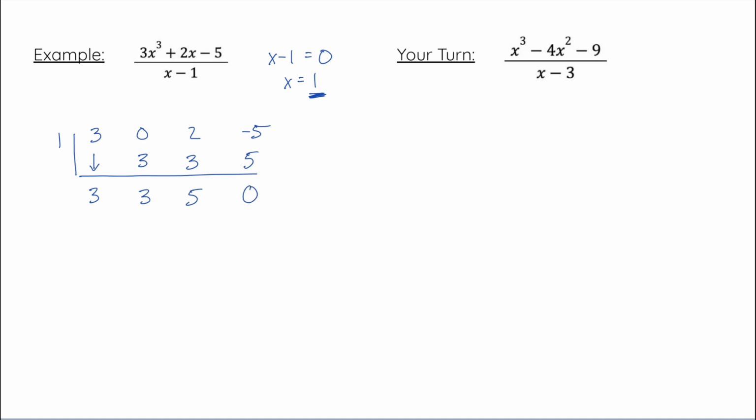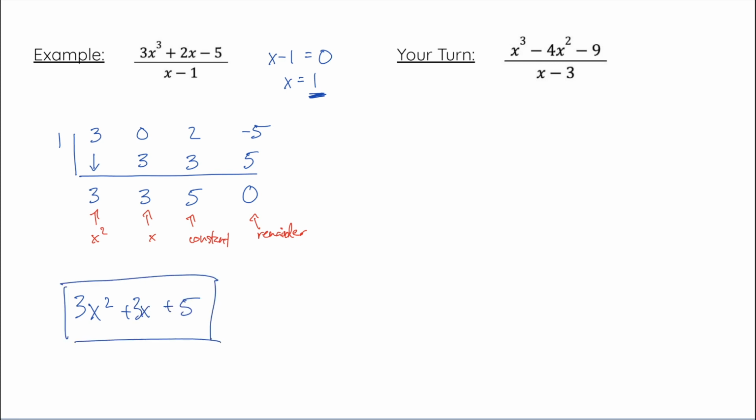Reading from right to left, I see I have a remainder of 0, a constant term of 5, the x coefficient is 3, and the x squared coefficient is also 3. So my answer to this would be 3x squared plus 3x plus 5. And that's the answer to that one. Again, pause the video and try the one on the right.